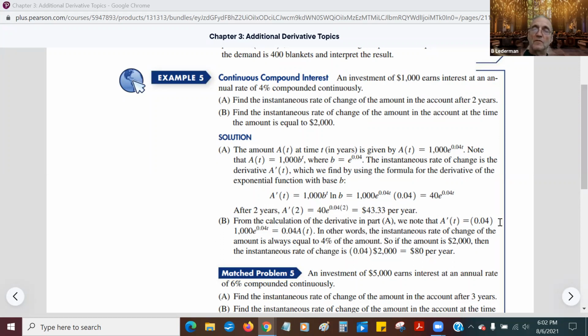And from the calculation of the derivative in part A, note that A prime of t is equal to 0.04 times 1,000 e to the 0.04 t, which is 0.04 times A of t. In other words, the instantaneous rate of change of the amount is always equal to 4% of the amount. That's pretty amazing. So if the amount is 2,000, then the instantaneous rate of change is 0.04 times 2,000, which is $80 per year. This is a very, very slick strategy.